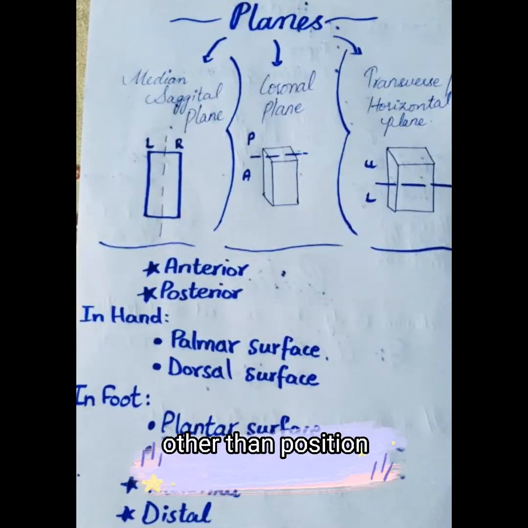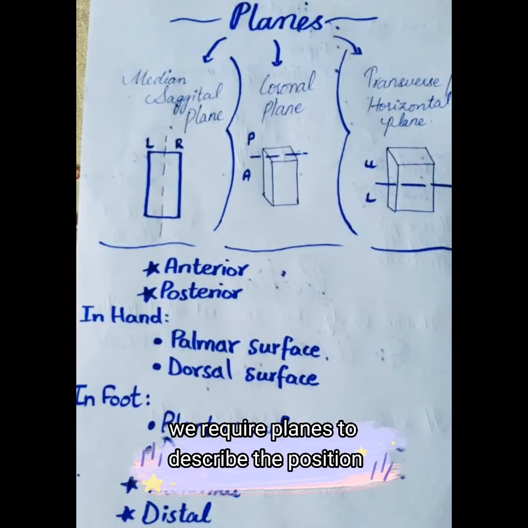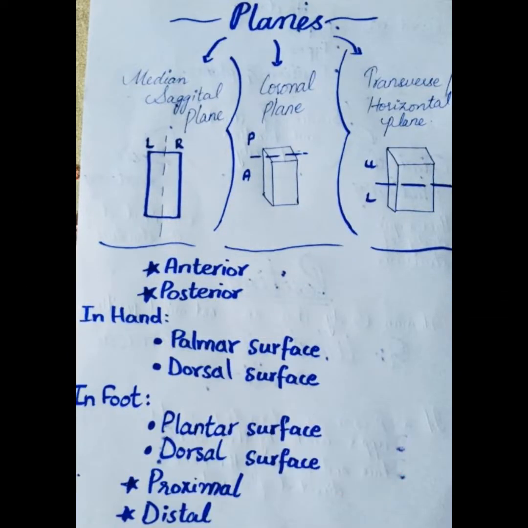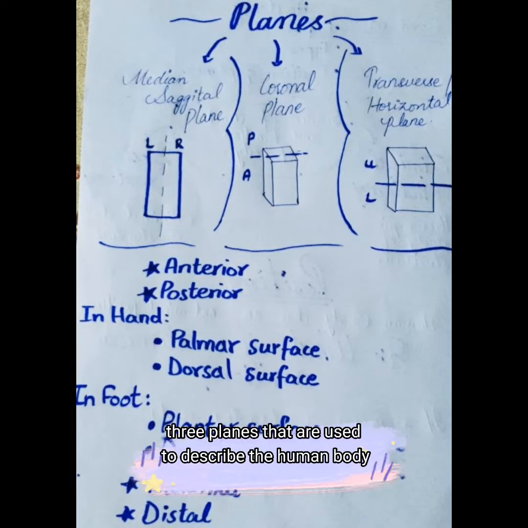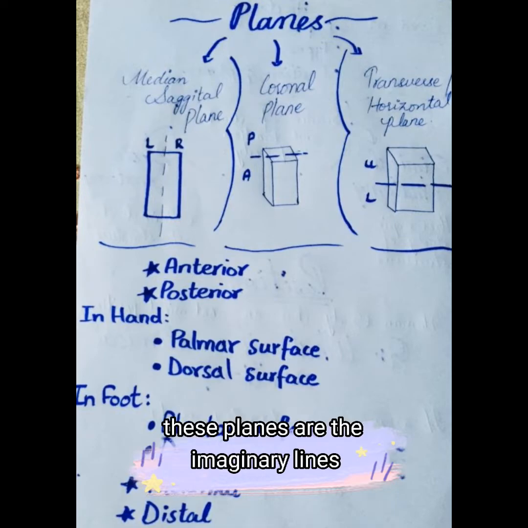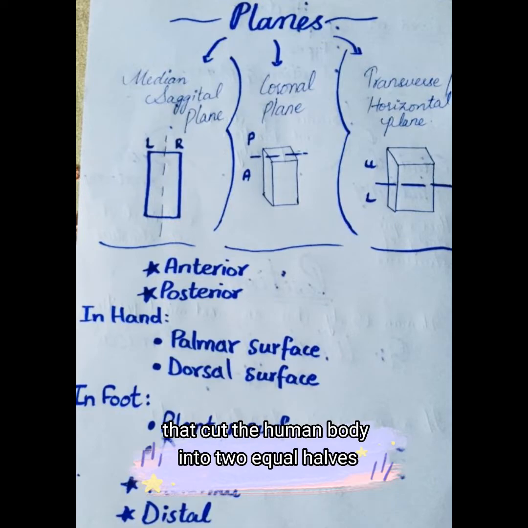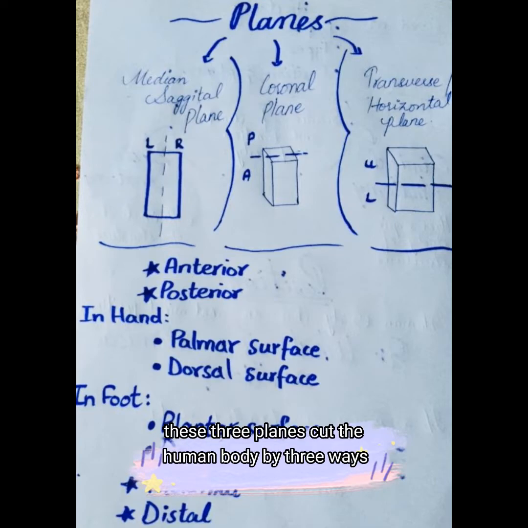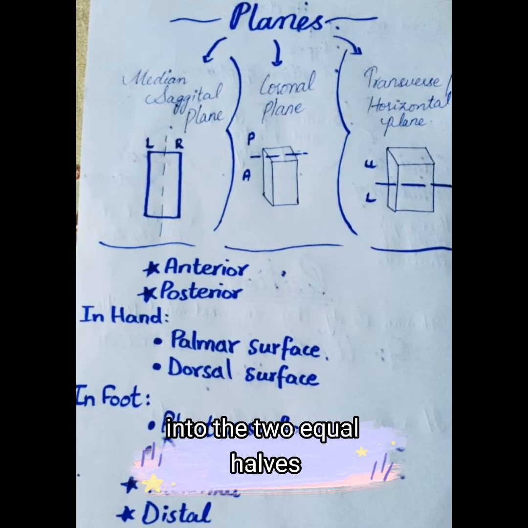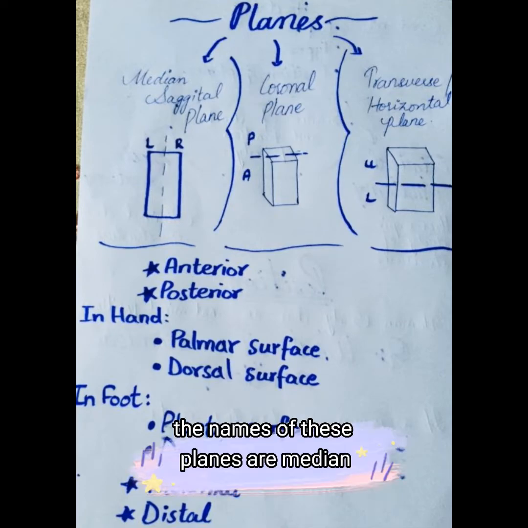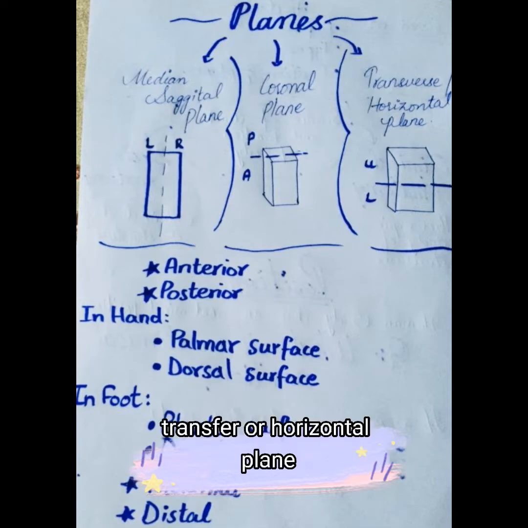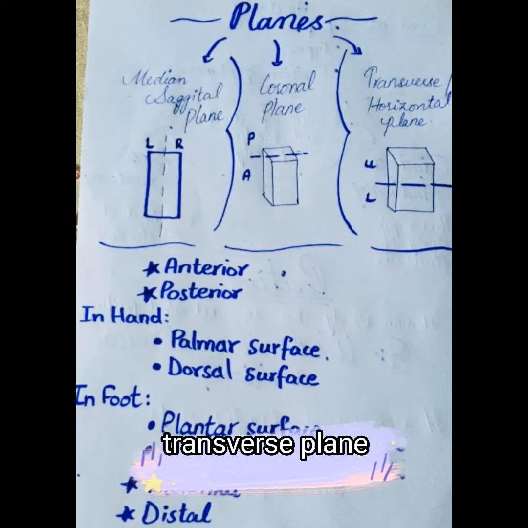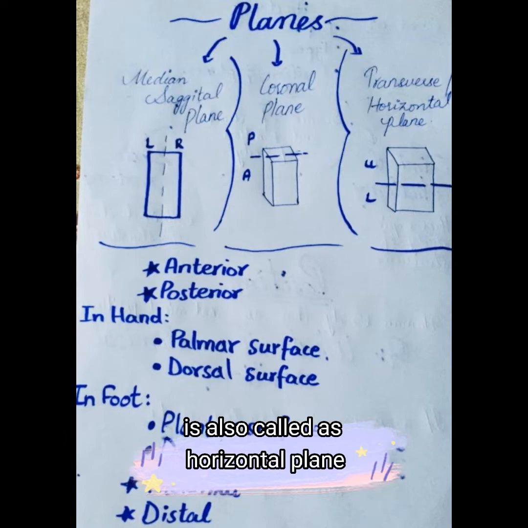Other than position, we require planes to describe the position of the structures of the body. So naturally we have three planes. Three planes that are used to describe the human body. These planes are the imaginary lines that cut the human body into two equal halves. These three planes cut the human body by three ways into the two equal halves. The names of these planes are median sagittal plane, coronal plane, transverse or horizontal plane. Transverse plane is also called as horizontal plane.